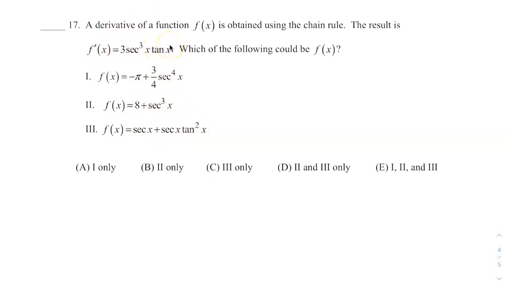Again, these are all taken from old AP exams, so get used to it. So let's take a derivative of this one. Derivative of negative pi is 0. Derivative of secant to the 4th. So that's all that matters. So let me rewrite it, because that's what matters.